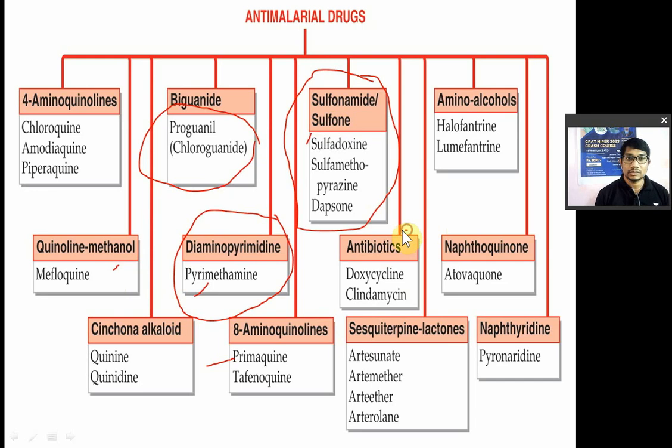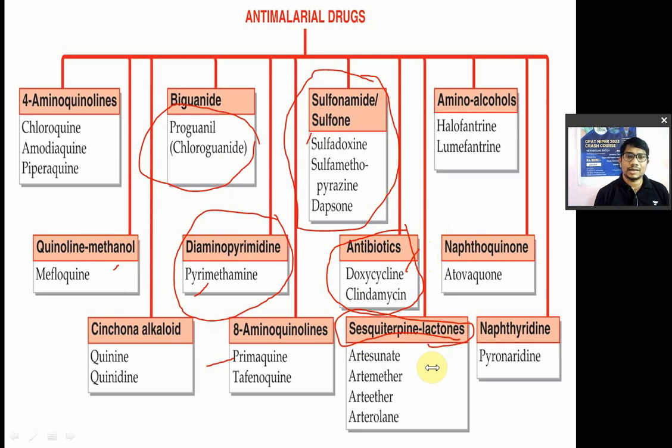Now the next class, the ninth class, is the anti-malarial antibiotics. In that you have doxycycline and clindamycin. Doxycycline and clindamycin. So doxycycline is effective in the pre-erythrocytic stage, right? Now the next class is the sesquiterpene lactone. In that you have all the derivatives of artemisinin.